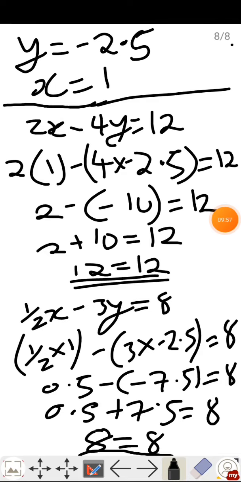So guys, if you want to check if your answers are correct, remember you just substitute the values you found of x and y into the equations. In this case, you can check the 1 and the minus 2.5, so you can check indeed our answers are correct. You find 12 and 12, 8 and 8.